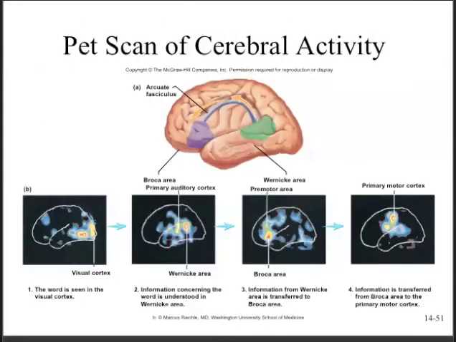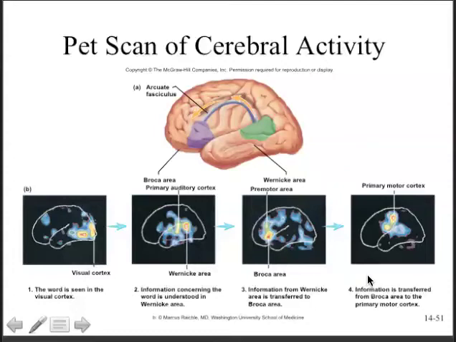And here you can see an example of a PET scan showing you what's actually occurring when somebody is hearing and then responding. So you can see here a person is shown a word. The word is visualized in the visual cortex, which is on the occipital lobe of the brain. The information concerning the word is understood in Wernicke's area, where, again, we attach a language concept to the visualized word, and then we route that information over to Broca's area, and this is going to cause the muscles that execute making the sound of the word to make the sound of the word.